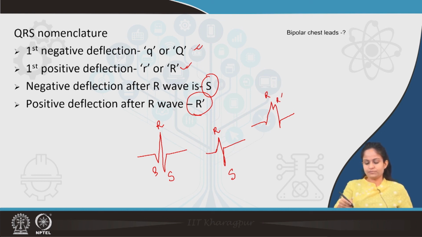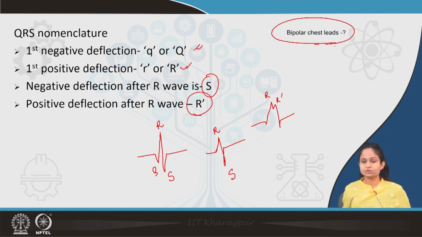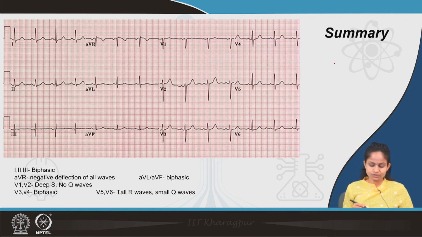Till now we have seen unipolar chest leads. We also have bipolar chest leads, which are known as Lewis chest leads. These Lewis chest leads are bipolar chest leads, which are usually placed to record the atrial flutter. So, this is the summary of your ECG.